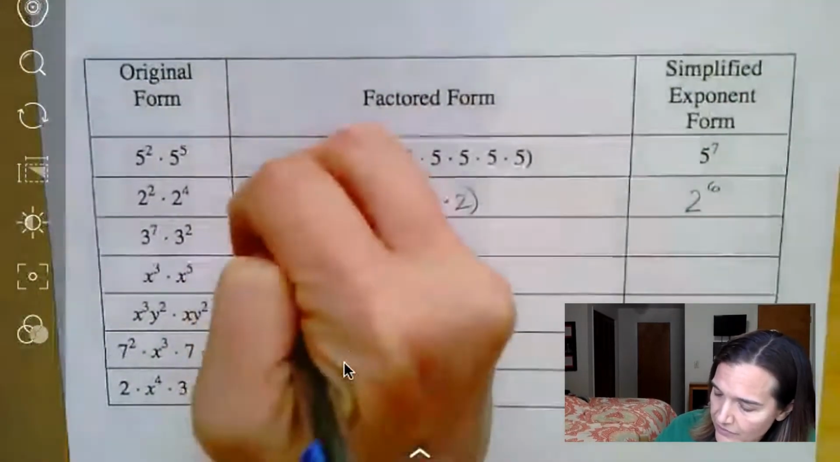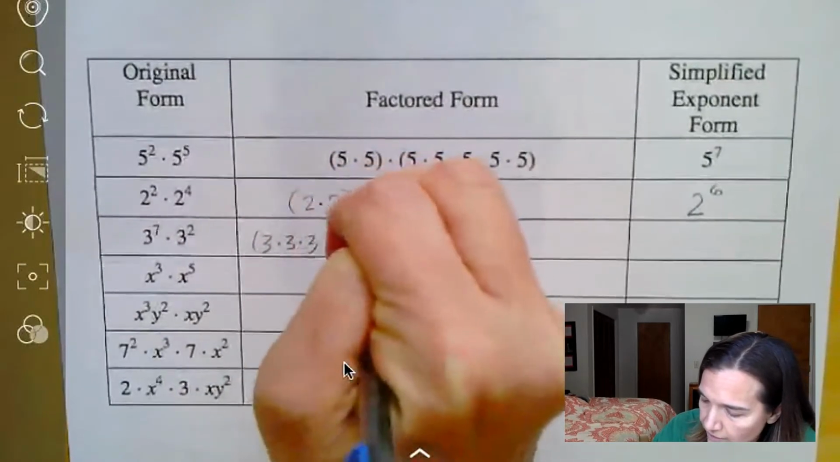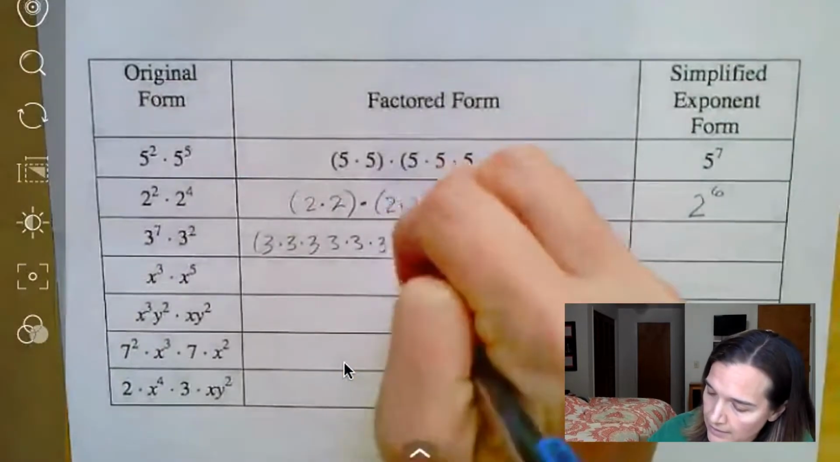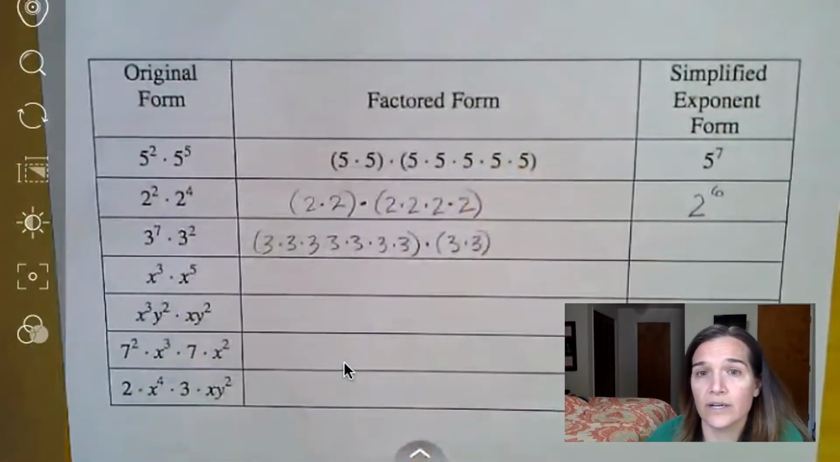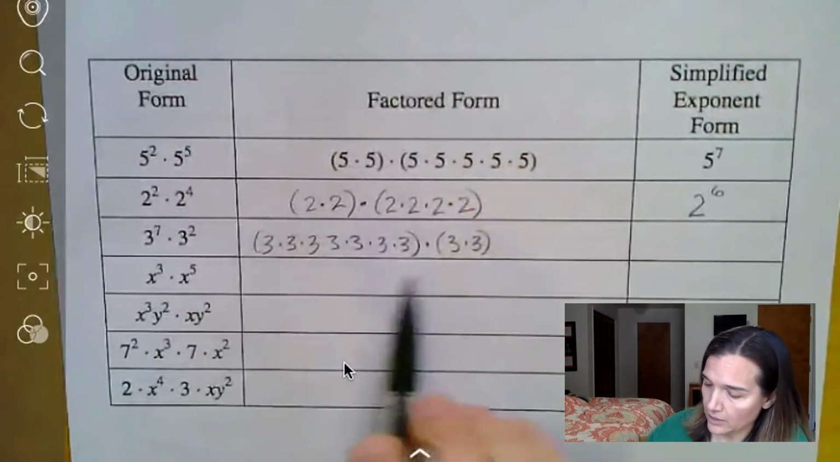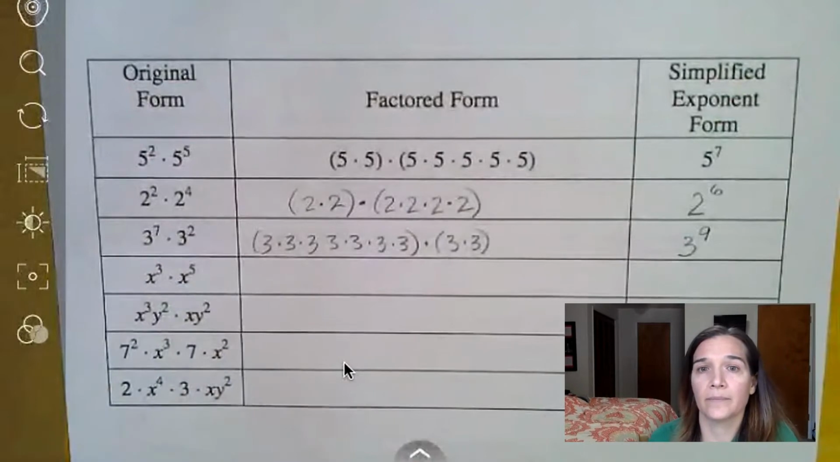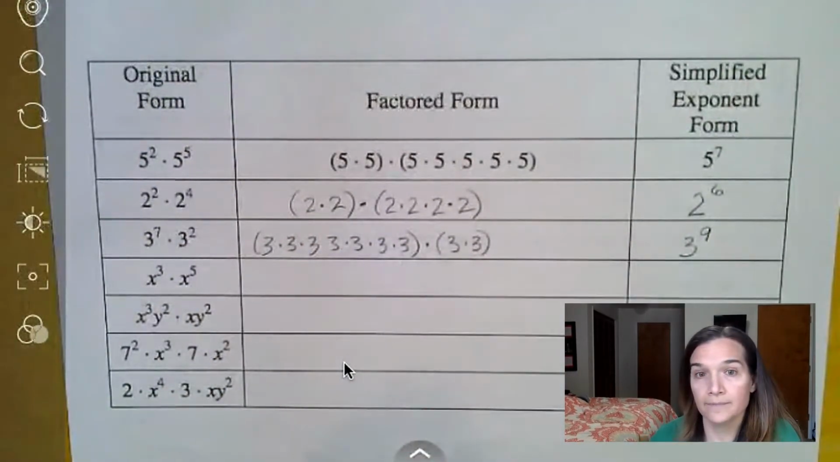We've got 3 to the 7th power, 1, 2, 3, 4, 5, 6, 7, 7 of those guys, times 3 times 3, that's 3 squared. All together, how many 3s? Well, this is really 3 to the 9th power. And again, if you count them all up, you'll have 7 there, 2 there, for a total of 9.